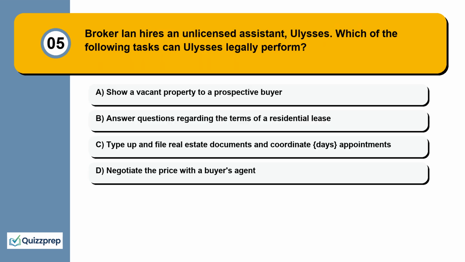Question 5. Broker Ian hires an unlicensed assistant, Ulysses. Which of the following tasks can Ulysses legally perform? Show a vacant property to a prospective buyer. Answer questions regarding the terms of a residential lease. Type up and file real estate documents and coordinate appointments. Negotiate the price with a buyer's agent.